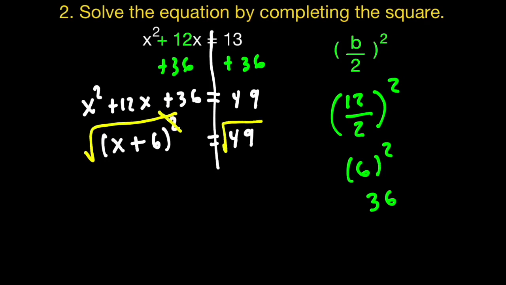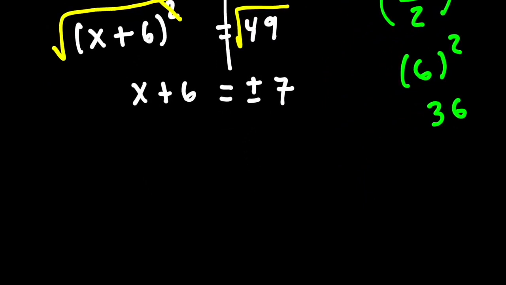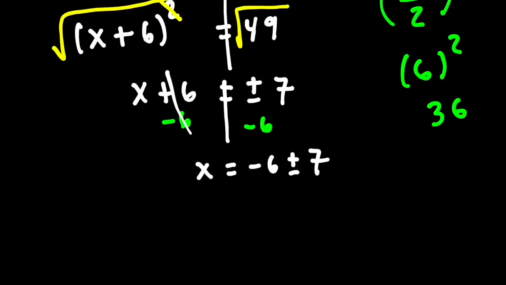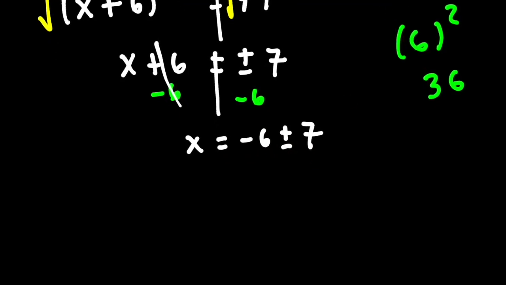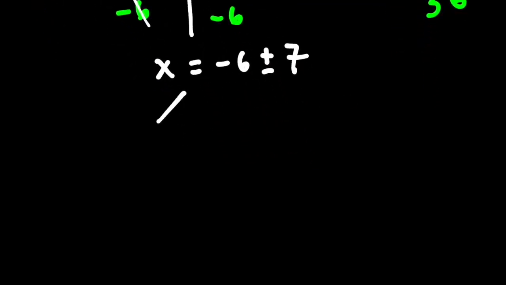On the left, the square and the square root cancel out, leaving me with an x plus 6. And on the right hand side, the square root of 49 is going to be 7. But again, since we're taking the square root, we got to take into consideration the negative 7 as well. So I'll write that as plus or minus 7. To isolate x, now I can subtract 6 from both sides, and I'm left with x equal to negative 6 plus or minus 7.